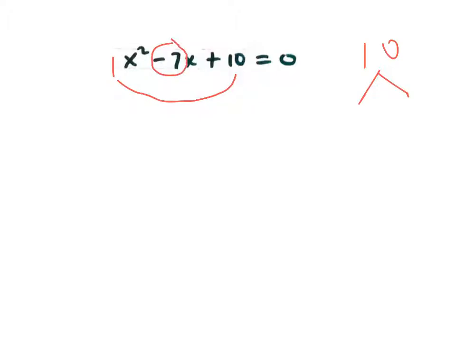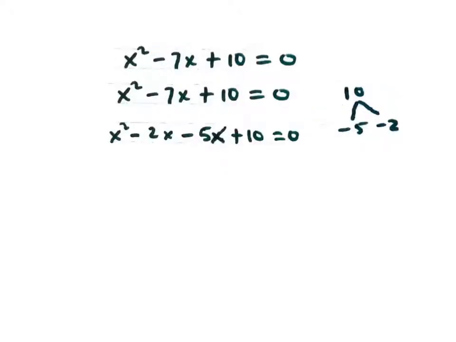The only way to get that is to do -5 and -2, which will give me -7. We can try other factors of 10. The only pair that will give you -7 is just that. So now we have broken this 10 into 2 factors, and we are now going to use those 2 factors to break this linear term into 2. It's because -7 is actually -5 plus -2, so we can break it into -2x plus -5x. That's how we break the linear term into 2.